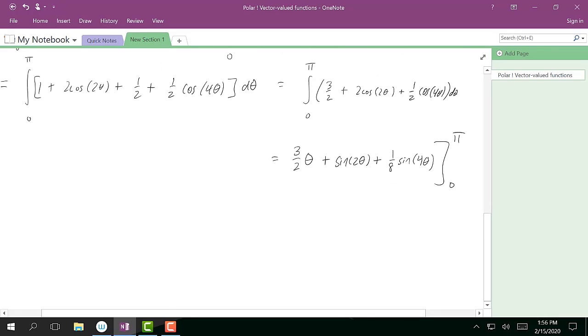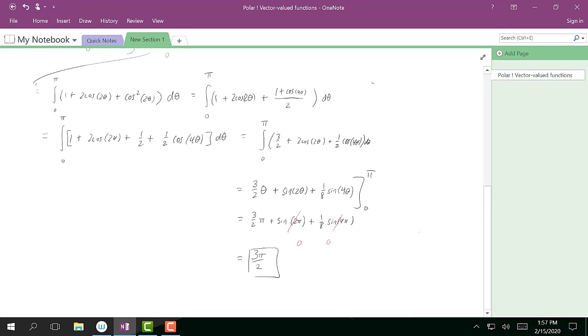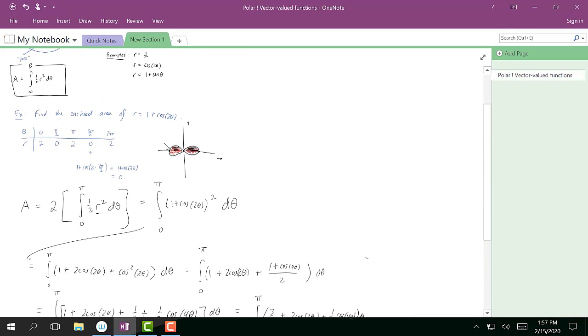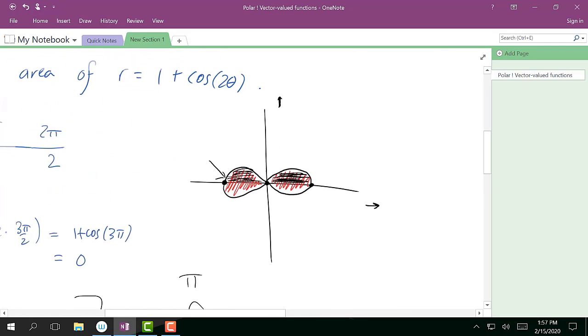Okay, and so every time we plug in a 0 here, each of these terms is just going to give us a 0. So we're not going to worry about that. But what we get is 3/2 pi plus sine of 2 pi plus 1/8 sine of 4 pi. And again, we quickly see that we get some zeros here. These terms are both 0. And what we should get, hopefully this is right, is 3 pi over 2. So 3 pi over 2 is going to be the complete area that we have here in red.